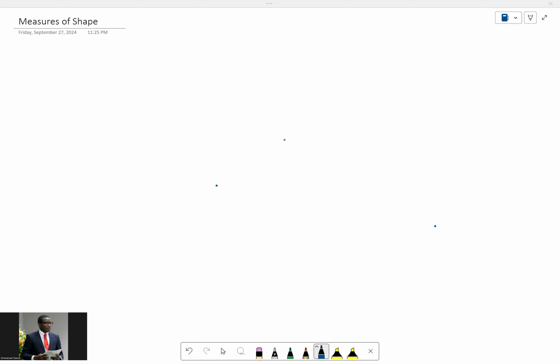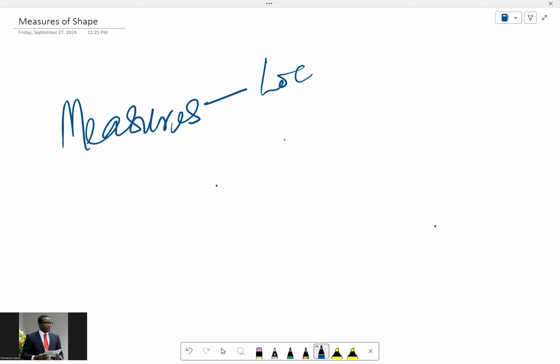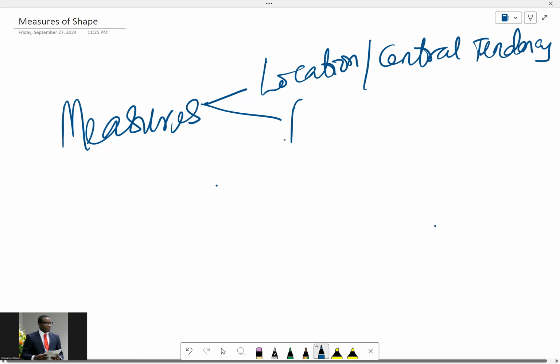In this video, we'll be talking about the measures of shape. We've been dealing with a lot of measures all along. The first was measures of central tendency or location. We had location or central tendency. Afterwards, we talked about measures of position.